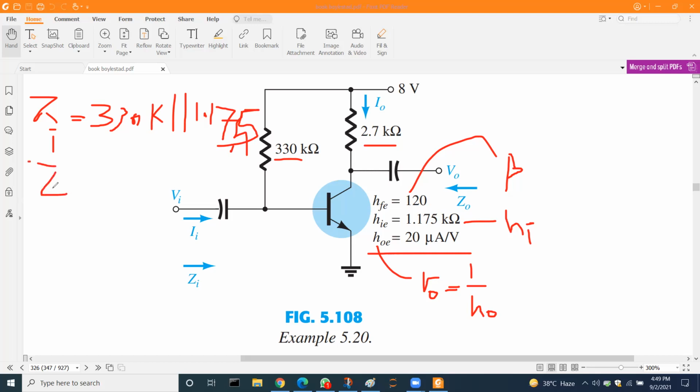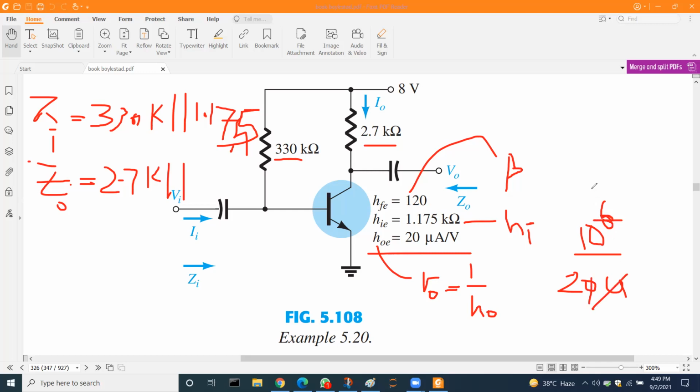And similarly, the output impedance, which is equal to RC 2.7 parallel with 1 over h0. So 1 over h0 is 1 over 20 micro. Micro means 10 to the power minus 6. So we can write 10 to the power 6 divided by 20. So 0 with 5, so we have 100, 1 with 5 zeros.